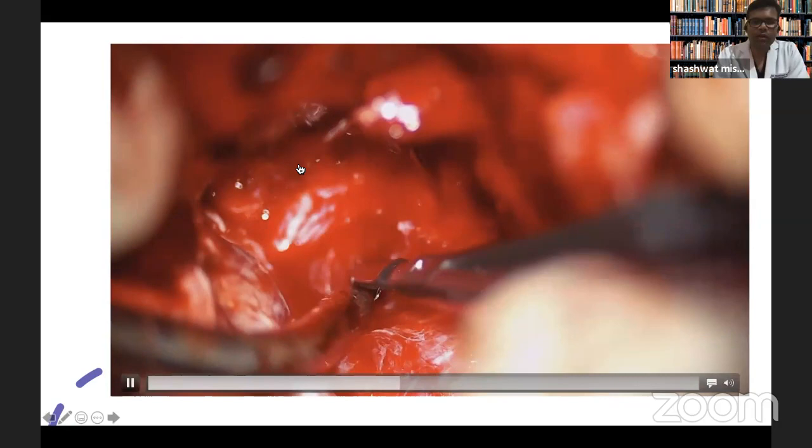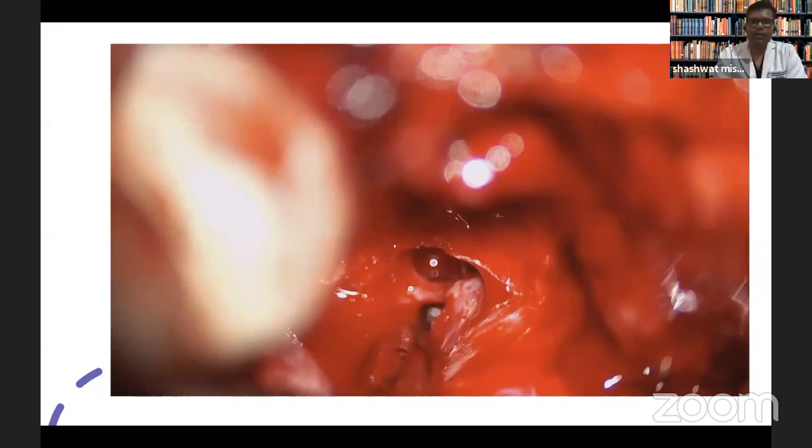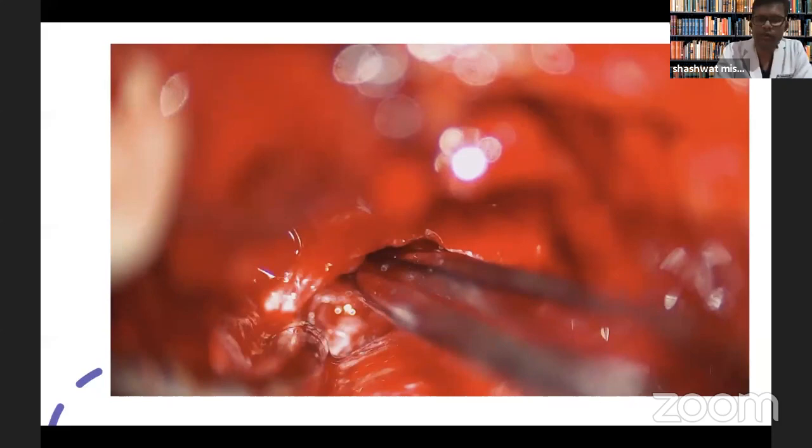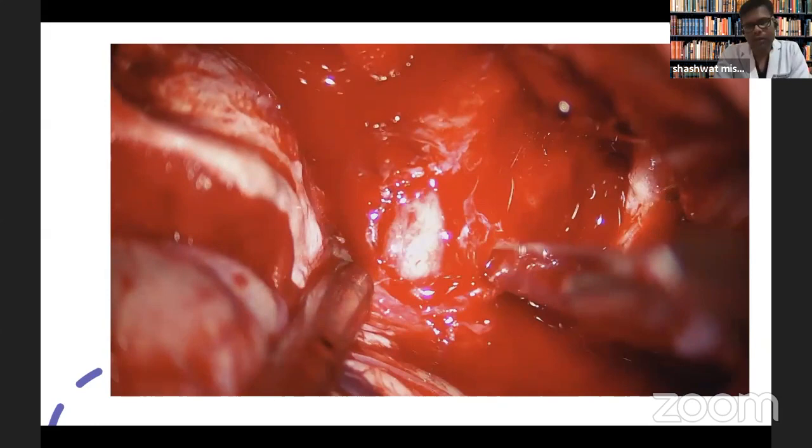So this part of the tumor was lateral to the cavernous ICA. I removed this part of the tumor, and then I could see that there was no further tumor coming out. So I sealed this space of the cavernous sinus off with some packing of gel foam, and then I turned my attention back to finding where the third nerve was.